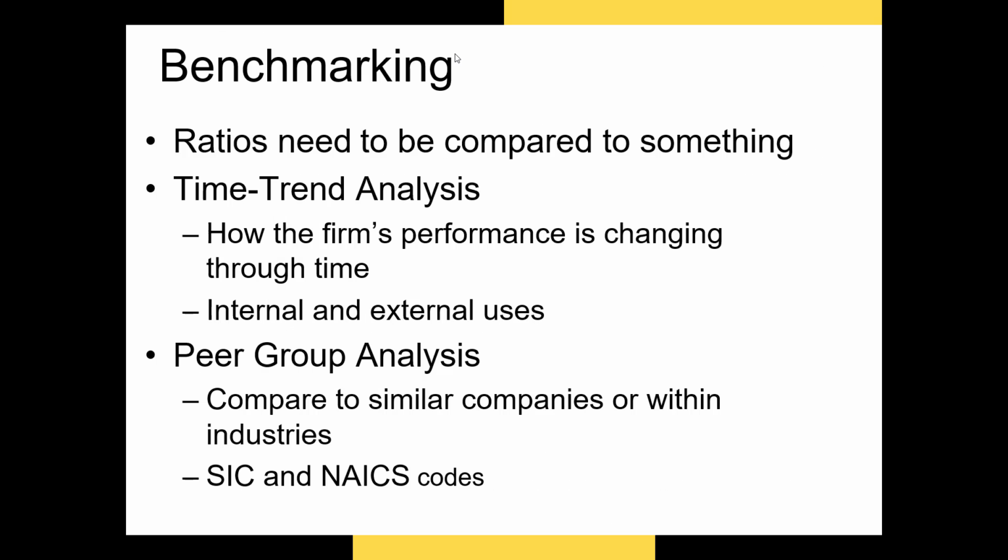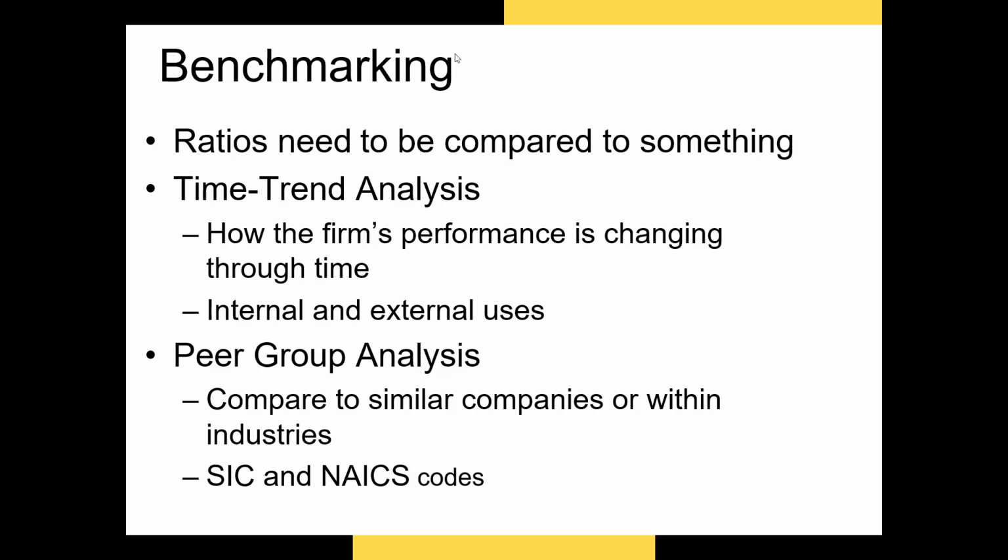All of the ratios I've shown you in this lecture can be compared to their historical values or their values at other competing firms. We refer to the analysis of one ratio over time as time trend analysis. The goal of time trend analysis is to identify significant changes through time. The comparison of ratios across firms is called peer group analysis. Peer group analysis involves us comparing our firm's ratios to ratios of companies in the same industry using either SIC or NAICS codes to determine the firm's competitors in the same industry.